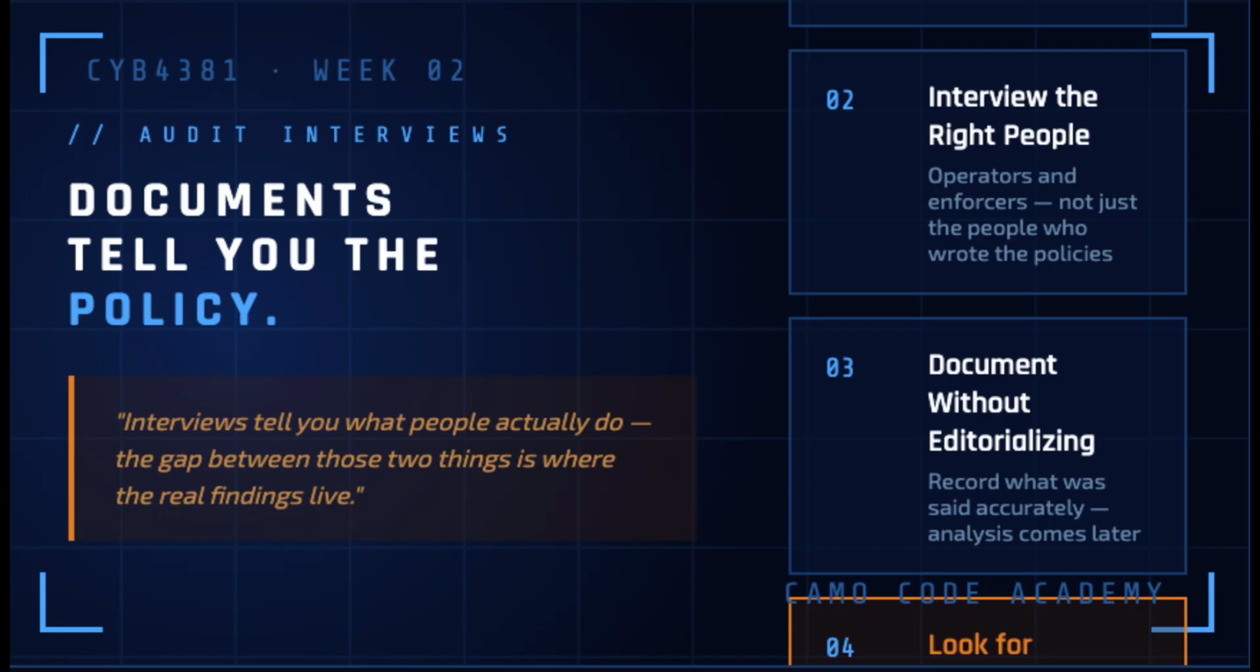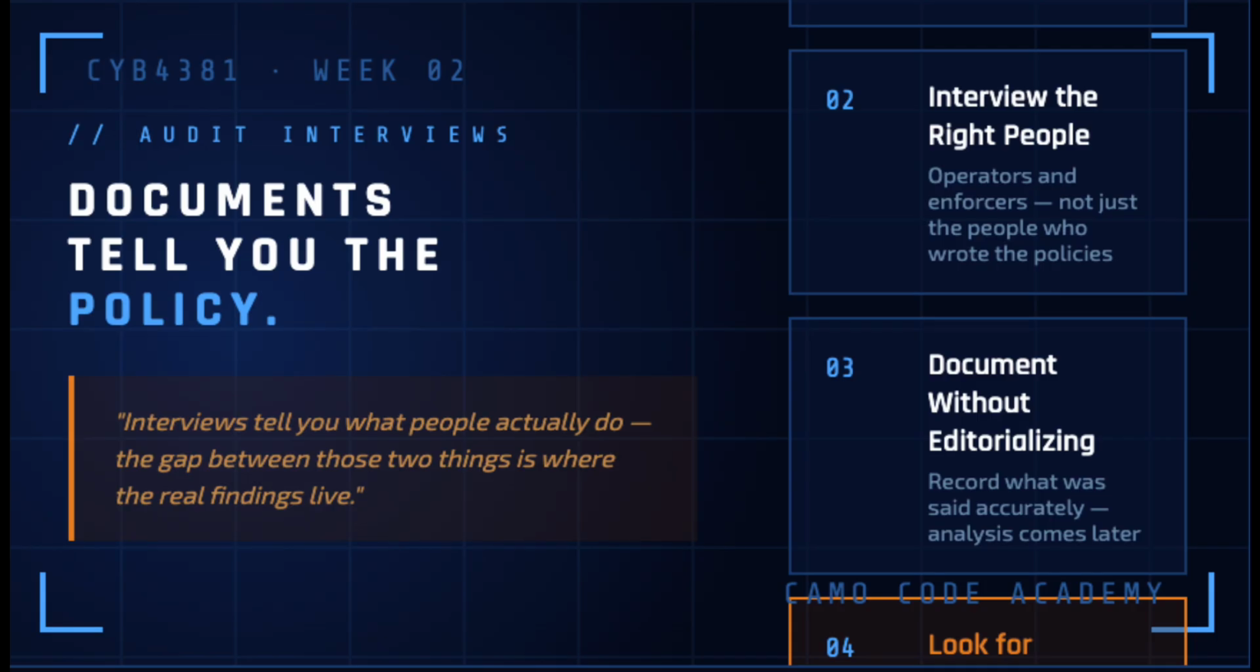The way it was taught is basically you prepare specific questions tied to the controls you're going to be evaluating. You interview the people who actually operate the systems, not just whoever wrote the policy. You document what they say without editorializing anything. You just put it as is. And then you look for inconsistencies.